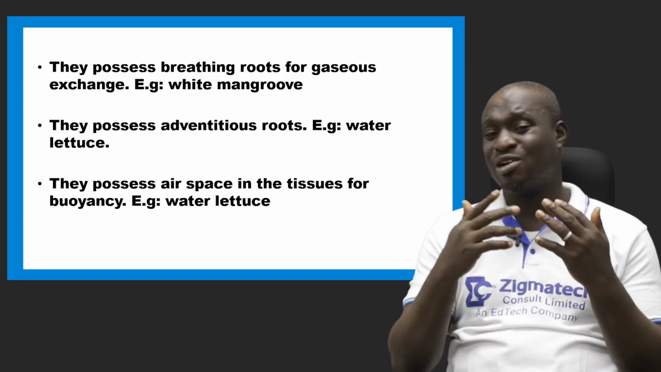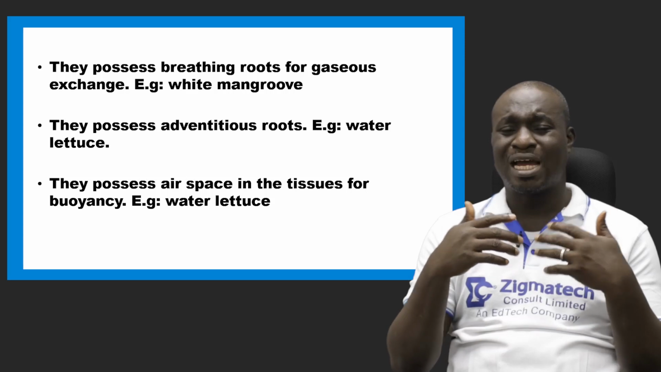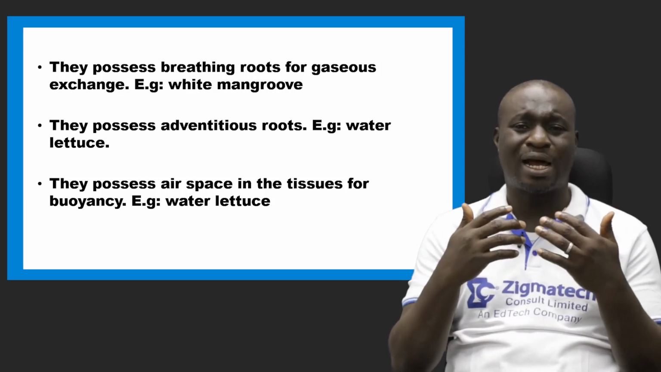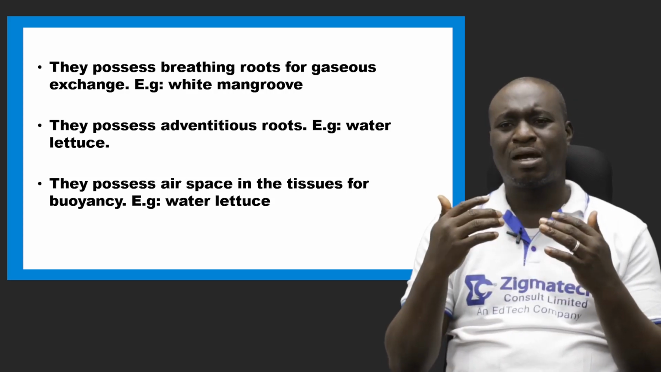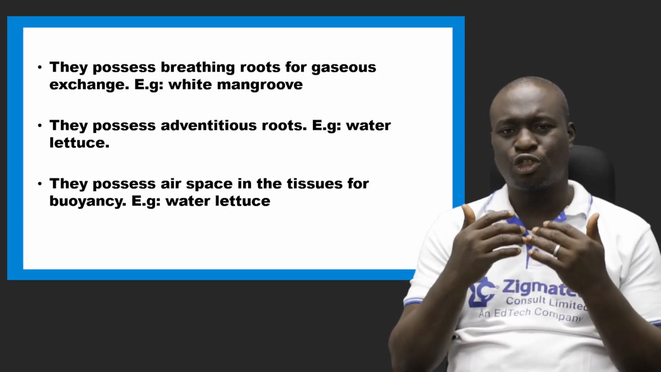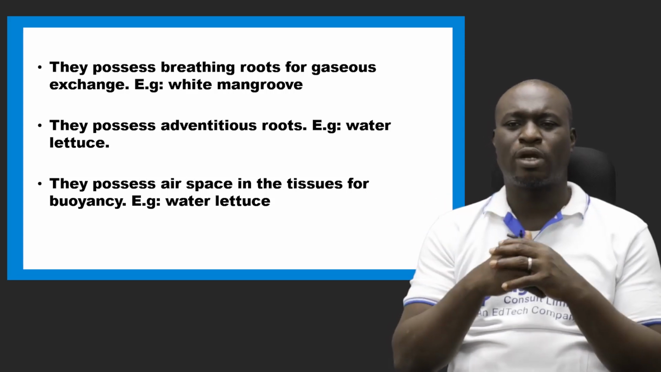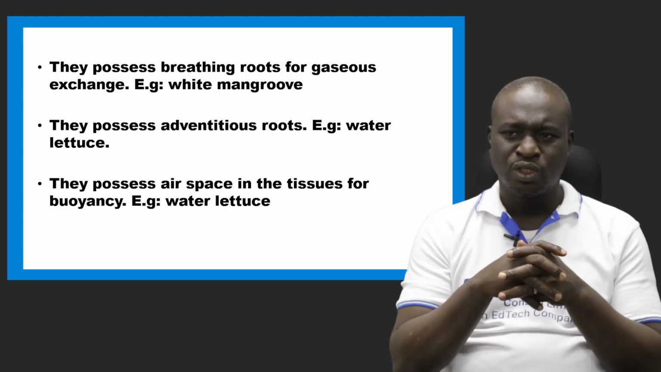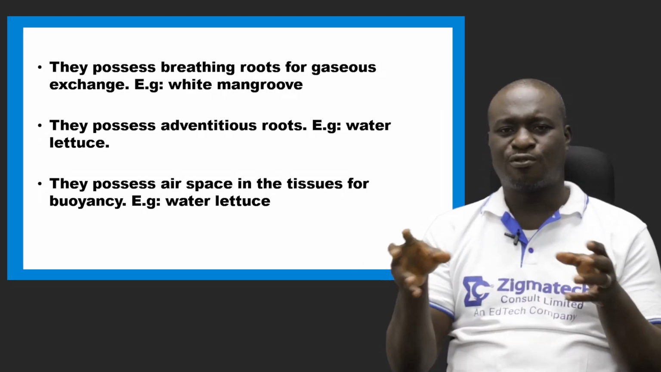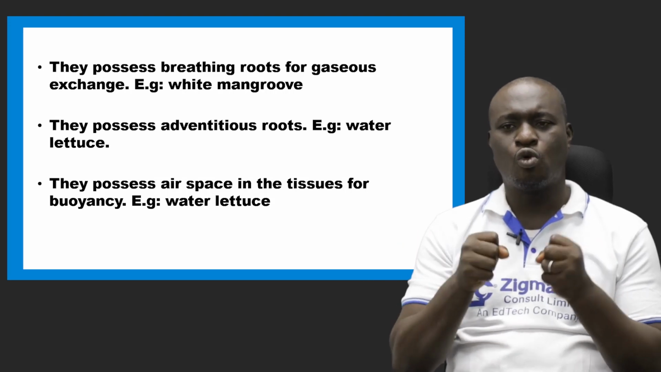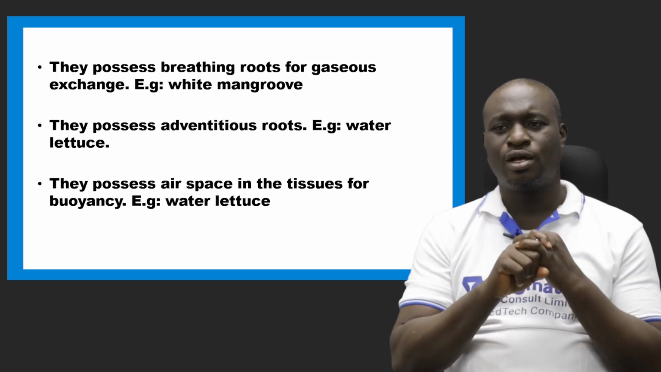The white mangrove and the red mangrove, you can also see it in a Raphael palm. Now, the white mangrove, they are usually found in the estuarine habitat or the brackish waters. Then also another adaptive feature of plants to aquatic habitat is that they possess what we call adventitious roots, and these adventitious roots are for the absorption of water as well as mineral salts.